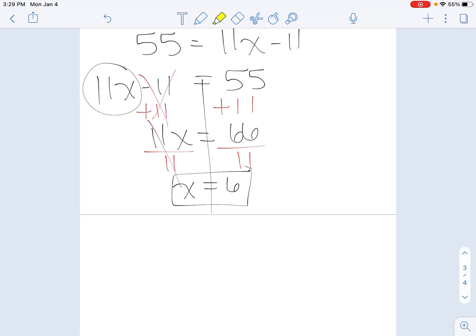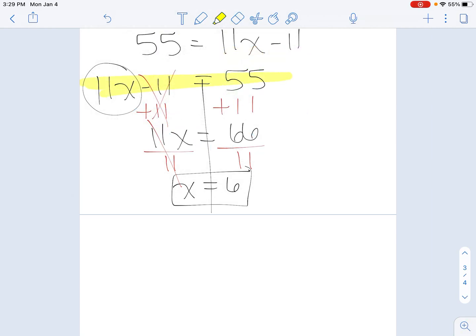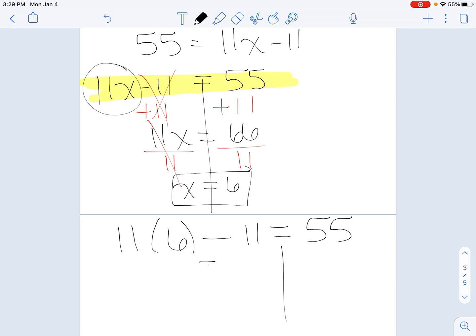Okay, time to substitute and check. Whoops, sorry. So I'm going to rewrite my original equation, but I'm going to substitute the number 6 for my x. So is 11 times 6 minus 11 equal to 55? That is the question. So 11 times 6 is 66. 66 minus 11 is 55. 55 equals 55. Check.